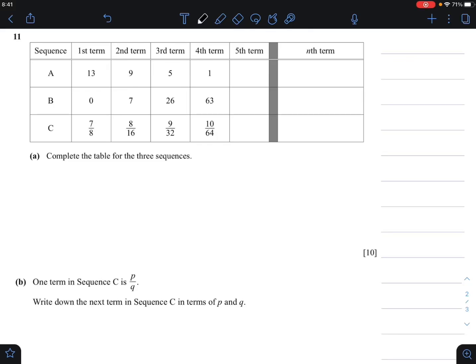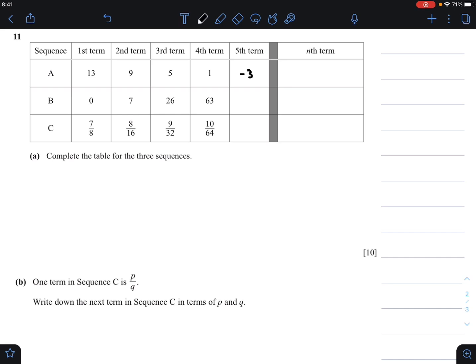So for part A, they are asking us to complete the table for the three sequences. Okay, so for the first sequence, as you can see, they are simply subtracting 4 from each term. So what you do is, for the fifth term as well, you just subtract 4. So 1 minus 4 is equal to minus 3.